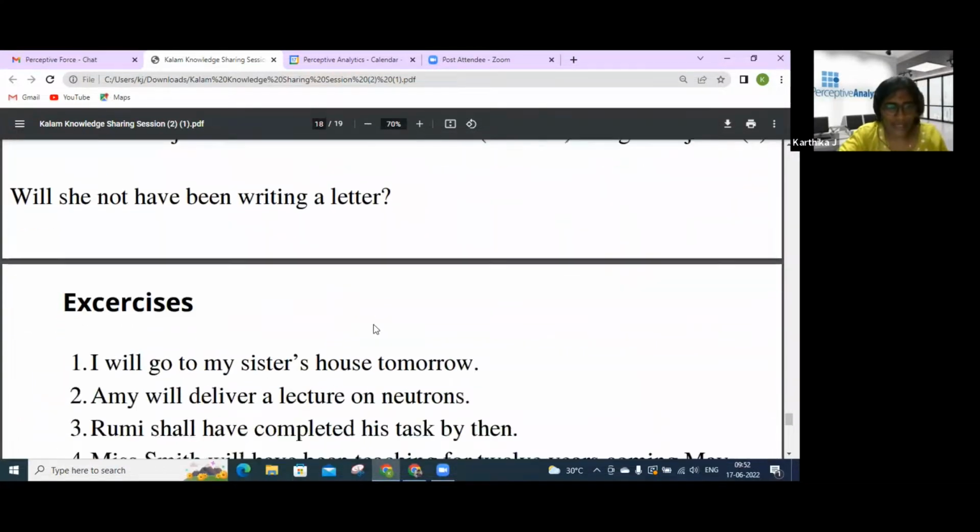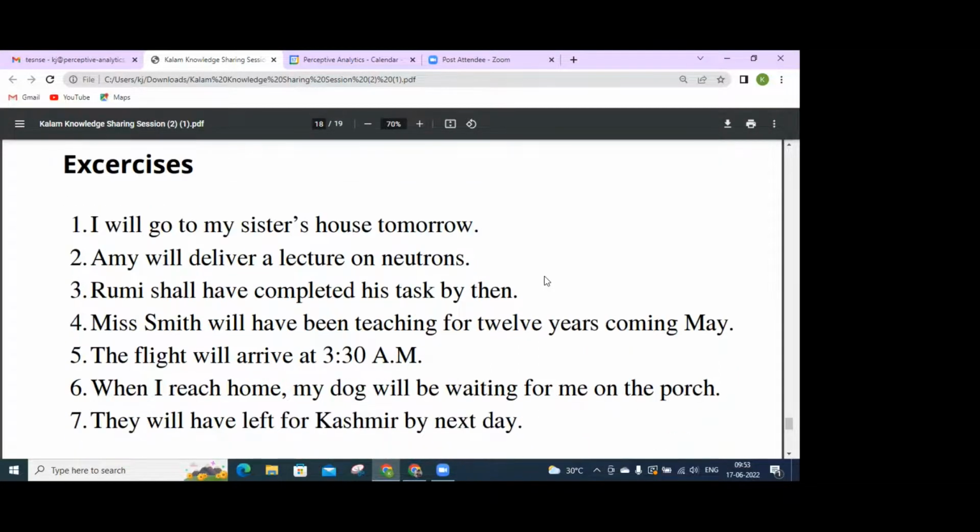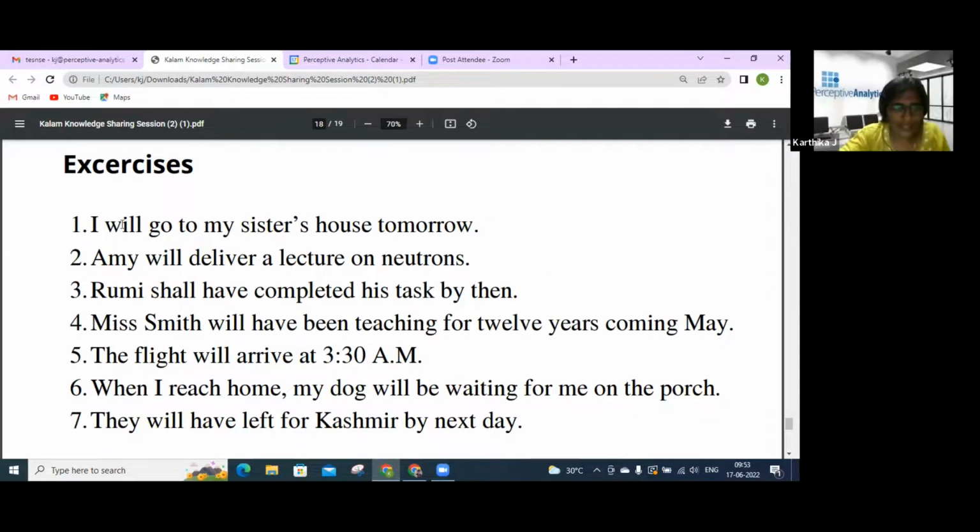So here I have added some exercises, where we just have to find out which tense it is. The first example is: I will go to my sister's house tomorrow. Which tense is it? Simple future, yes, correct. Why? Because here we have added will plus the V1 verb.